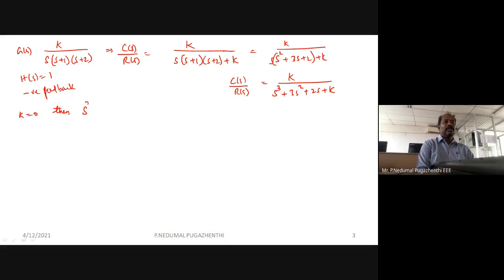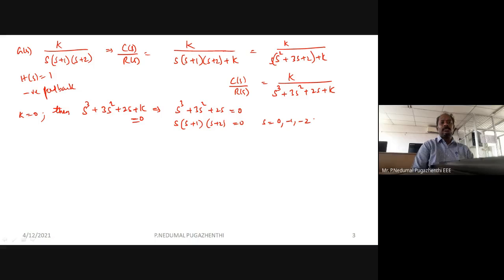What happens? You can see s cube plus 3s squared plus 2s plus k will become s cube plus 3s squared plus 2s equal to 0. That's your characteristic equation because k equal to 0. We have assumed that k equal to 0, so that term vanishes. So my roots are as usual s into s plus 1 into s plus 2, which is equal to 0. So the roots are s is equal to 0, minus 1, minus 2.